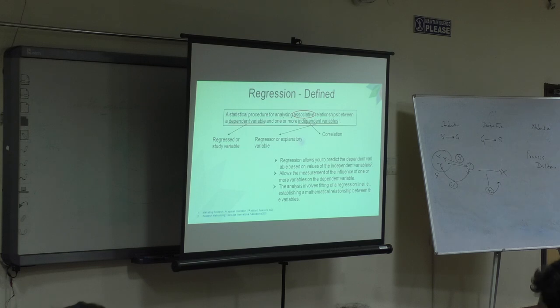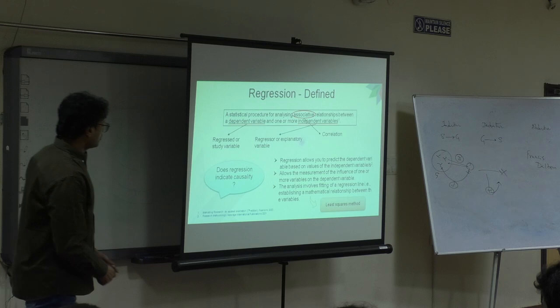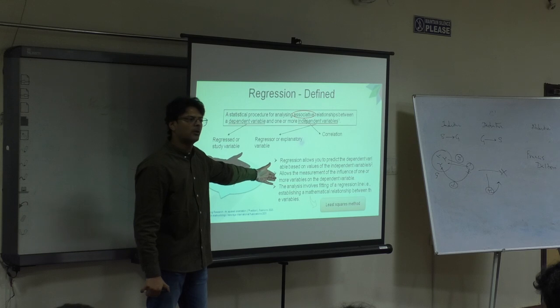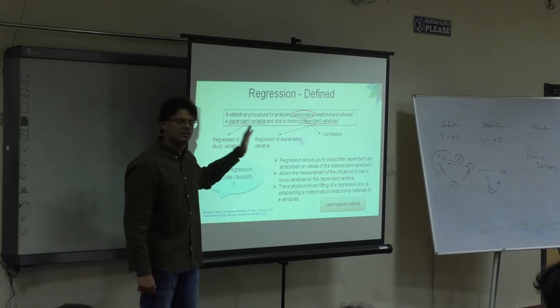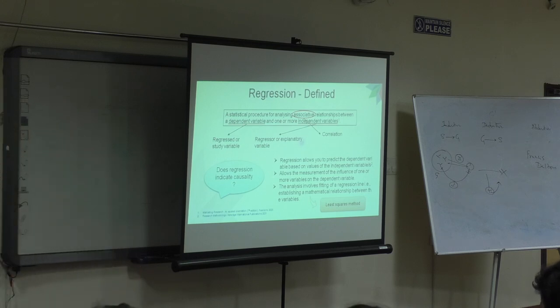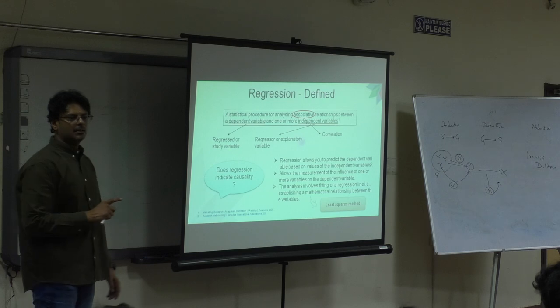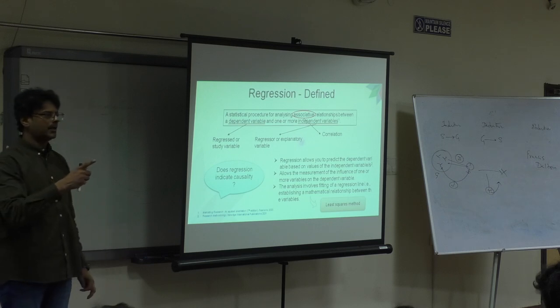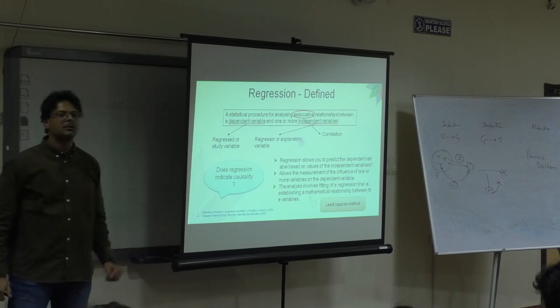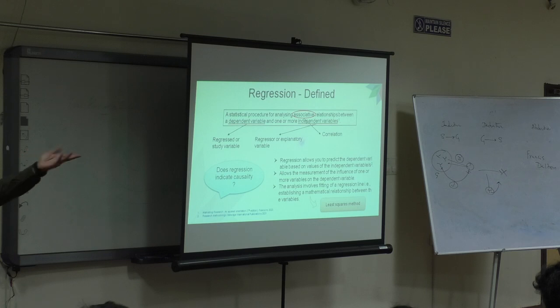Now, coming to the $1 million question. Before I come to this, you draw a regression line based on the least square method. We talk about this in subsequent slides, let's keep this in mind. But answer me this question. Does regression indicate causality? We talked about this in the last class. Correlation is not causation, we already talked about. Is regression causation? If no, why? If yes, why? I'm more interested in why.